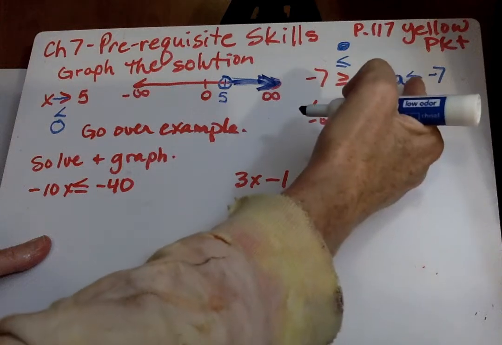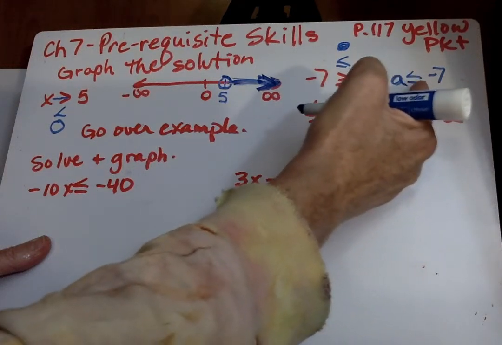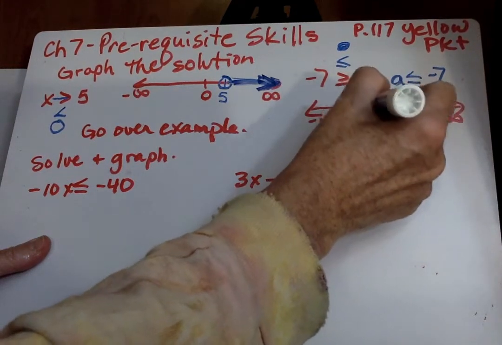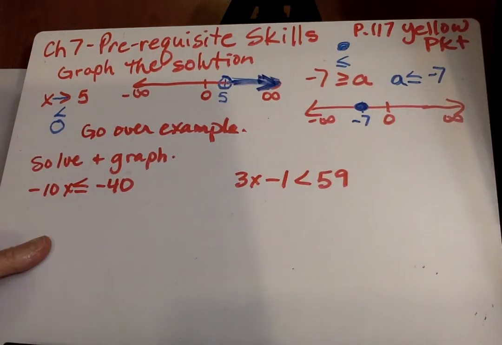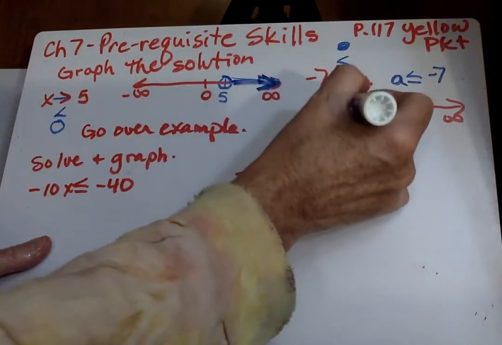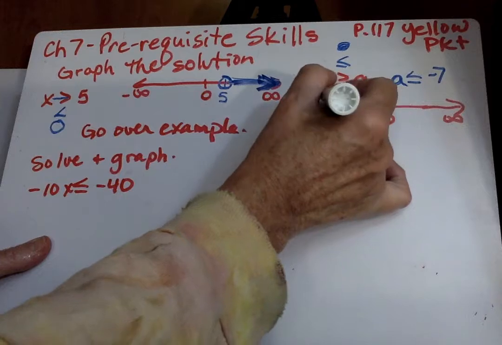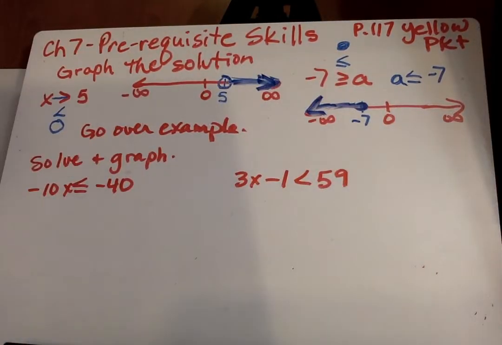Okay. Now I'm going to include this because this has more ink here, or equal to. So I've got to include that as part of my solution set. And then I shade to the left. And we can pause the video while you do the rest of these if you want.